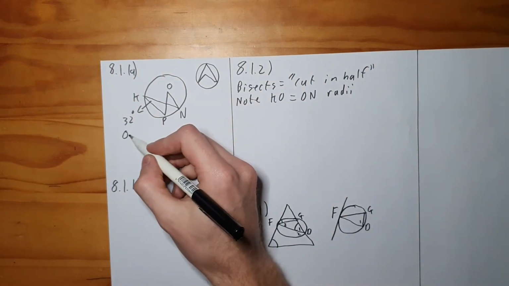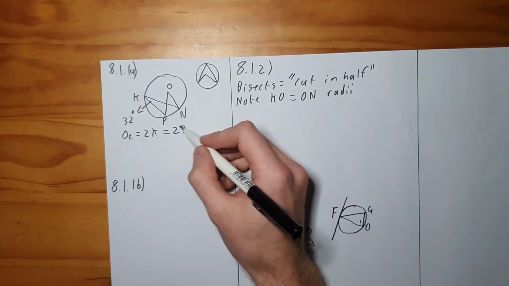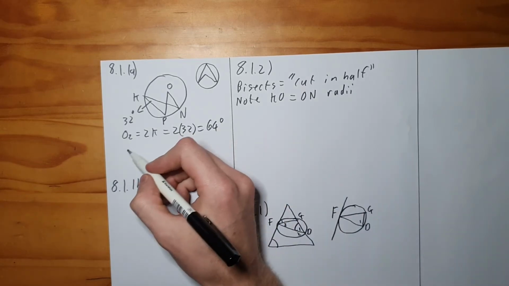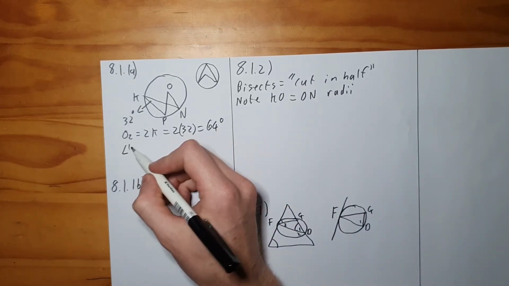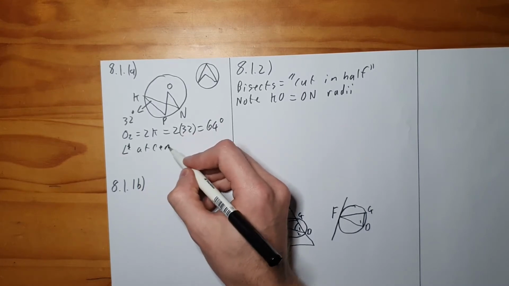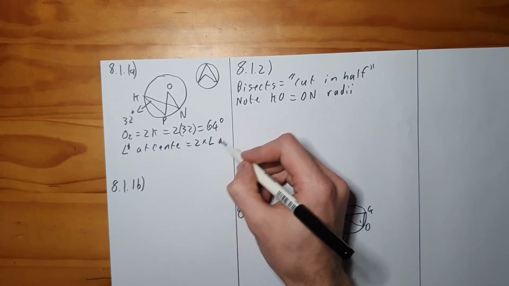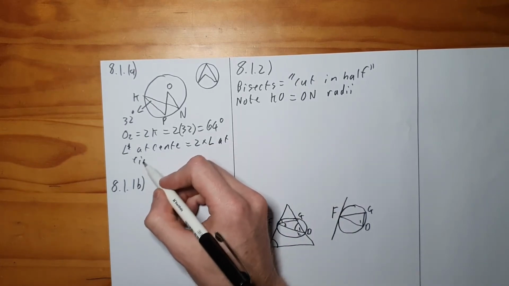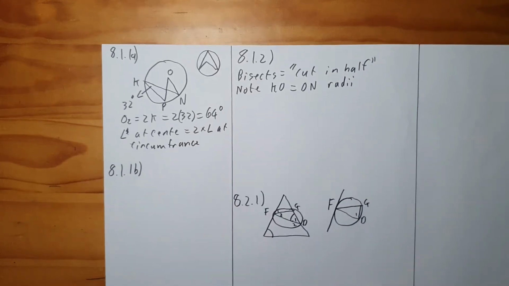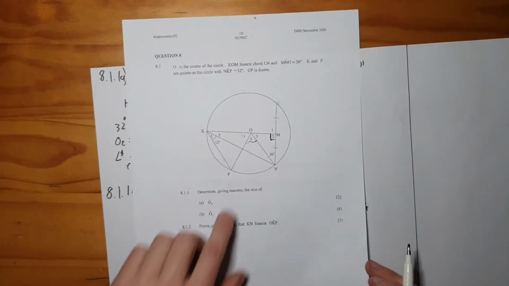So therefore O2 is going to equal 2 times K, which is 2 times 32, which equals 64 degrees. And the reasoning there is angle at center equals 2 times angle at circumference. Okay, now for 8.1.1b, they're asking us to find O1.